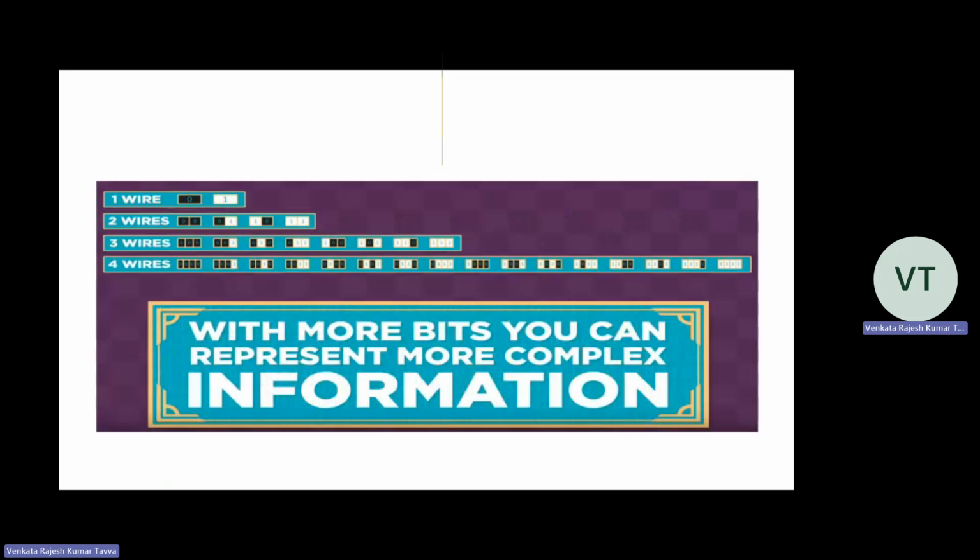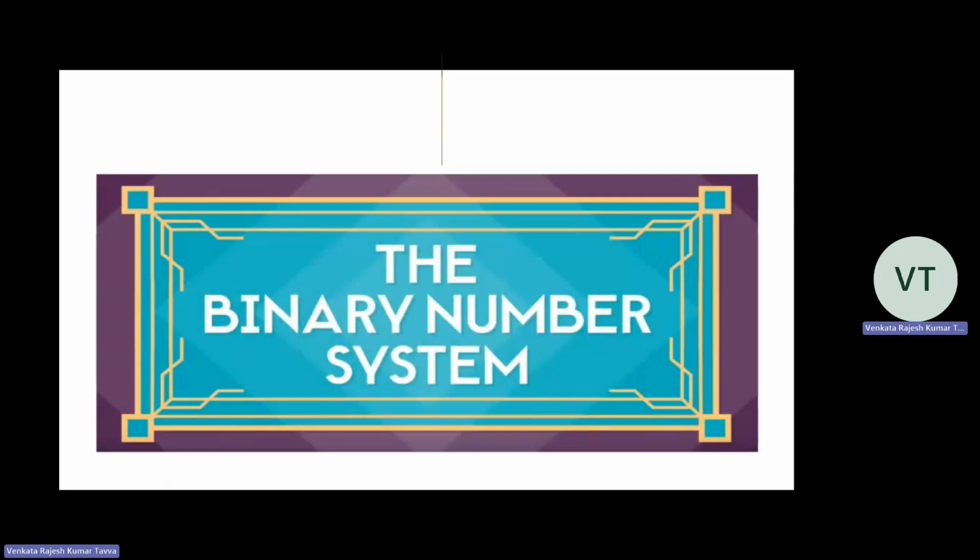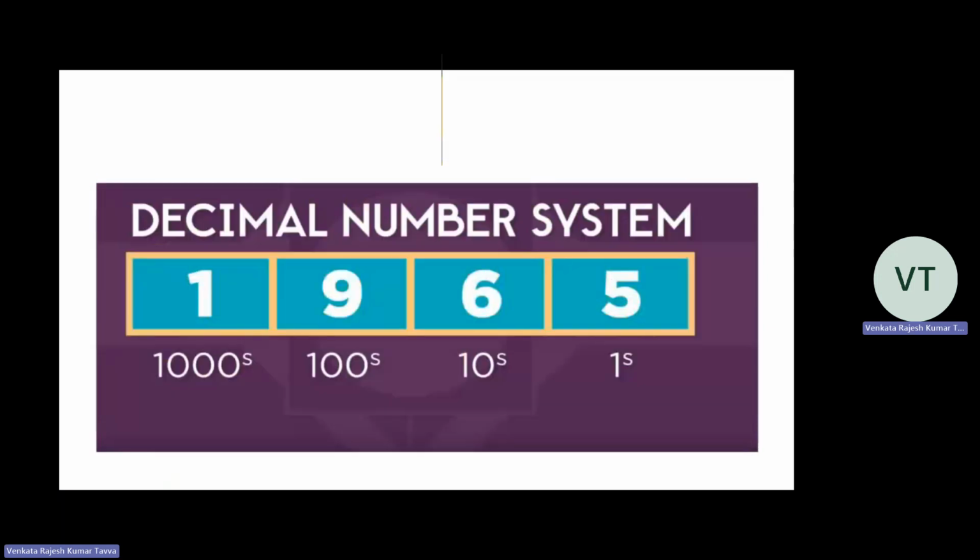So the more wires or the more cells in your RAM you have, the more data you can store, and the more varied kind of information you can store, right? So that's what we saw. And we also looked at the binary number system.